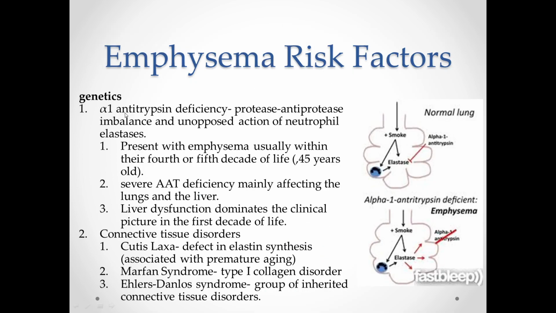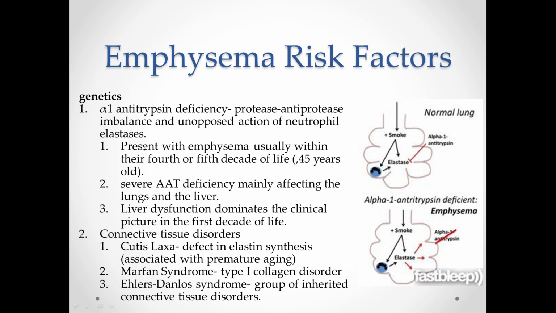There's a genetic component to it, so it would be alpha-1 antitrypsin deficiency. Again, as I mentioned a couple slides ago, that would be if somebody has a deficiency in antitrypsin activity. Antitrypsin inhibits the protease trypsin, and so that would mean there's unopposed neutrophil elastase activity and unopposed trypsin activity, which would break down the integrity of the alveolar wall.